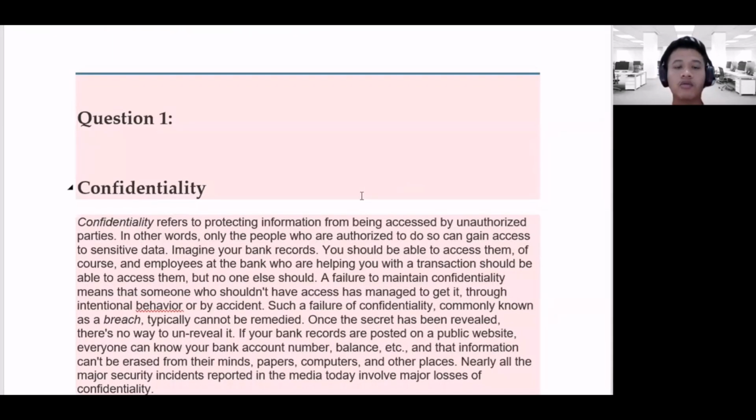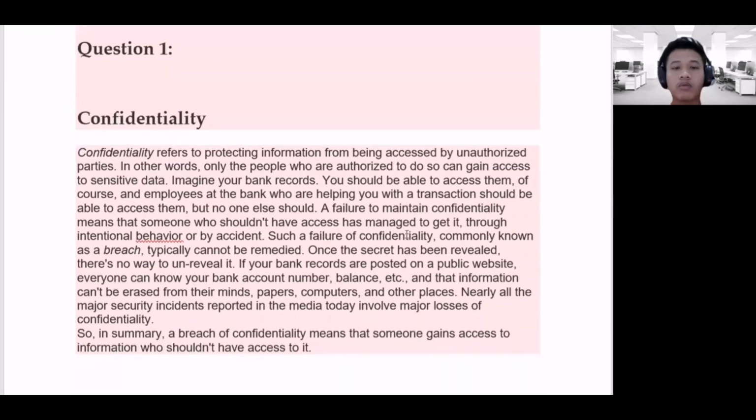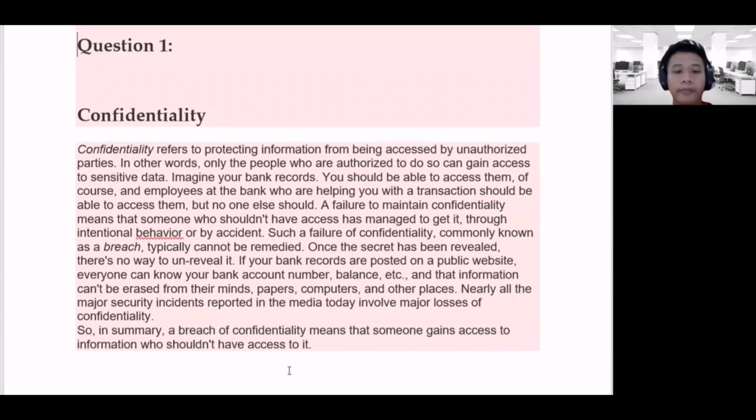Okay, so question one about the security policy. We have three goals of security policy. One is confidentiality. In a security policy, the function is to protect the information from being accessed by unauthorized parties, which is from the outsider. So confidentiality refers to protecting information from being accessed by unauthorized parties.